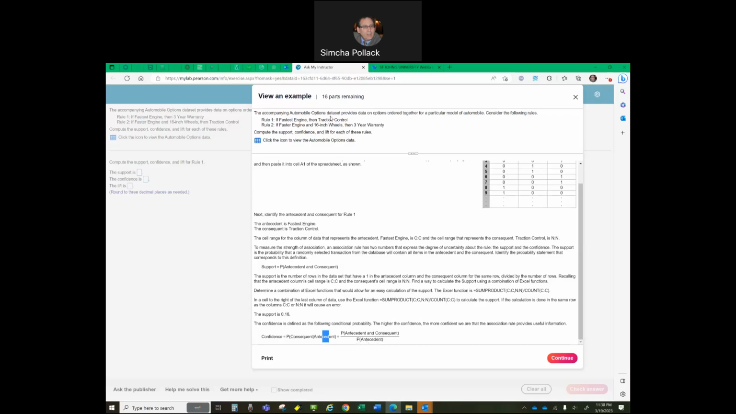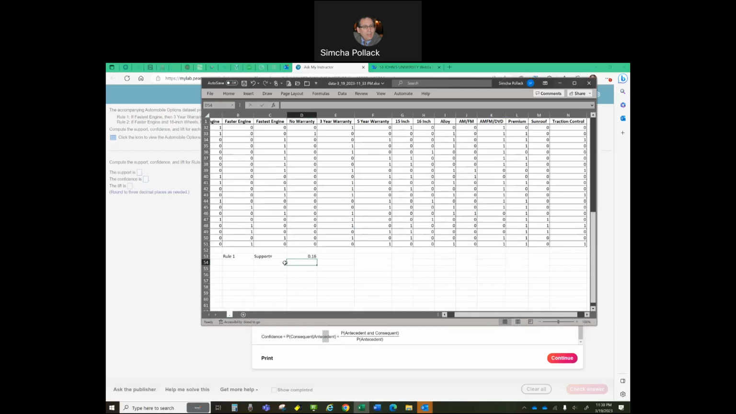In this case, the antecedent is traction control. What's the probability? How many ones are there divided by 50, because that's how many rows there are. If you add up all the ones and zeros and divide by 50, you get the average of all those numbers. So they tell you to calculate the probability of the antecedent by looking at the average of column C. Remember, that's the antecedent.